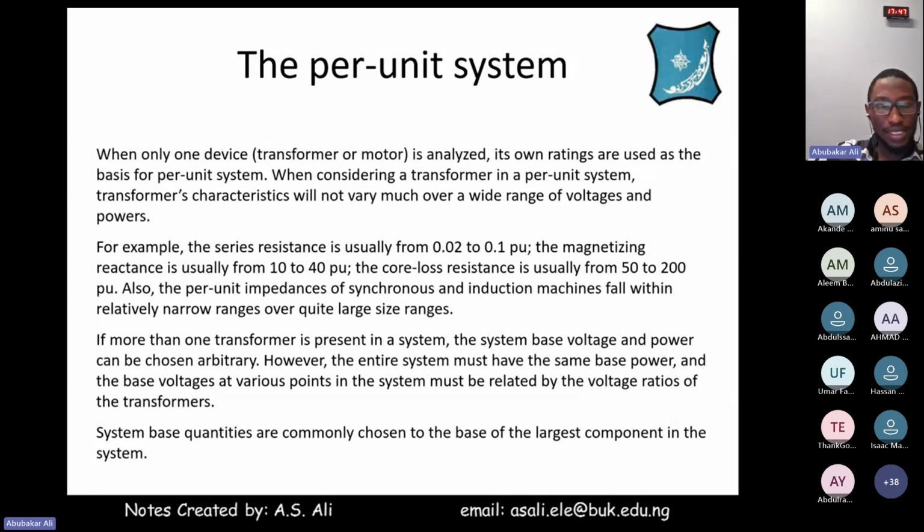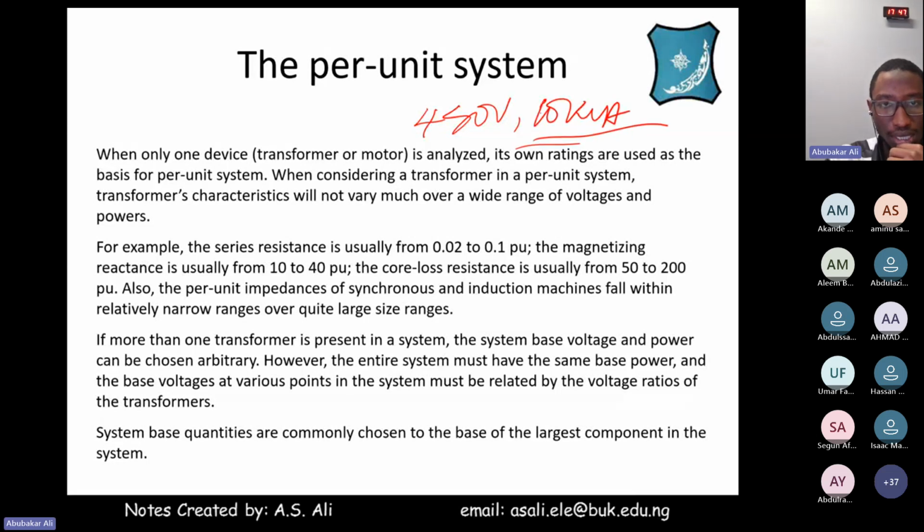Whenever you have a single device in your system, let's say a transformer or motor, you use its ratings, just like we did here, as the basis for the per unit system. Here we have a generator with a rating of 480 volts and 10 kVA, and we use these values as the basis for our per unit system. So always do that. If you have a lot of transformers in the system, then the bus voltage can vary, no problem. Or you can choose it arbitrarily. If you want to, you can use something instead of 480 volts. So this is something to keep in mind.